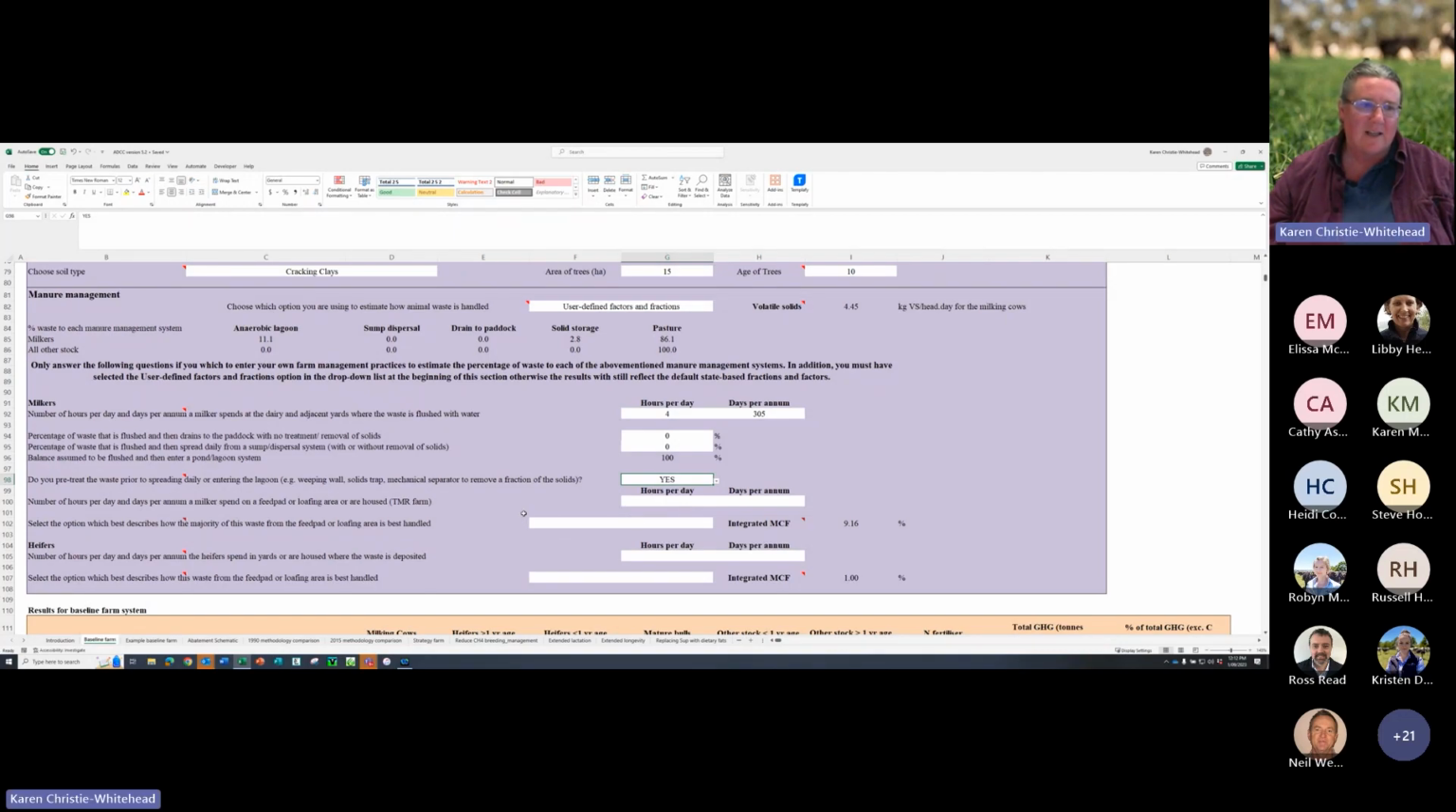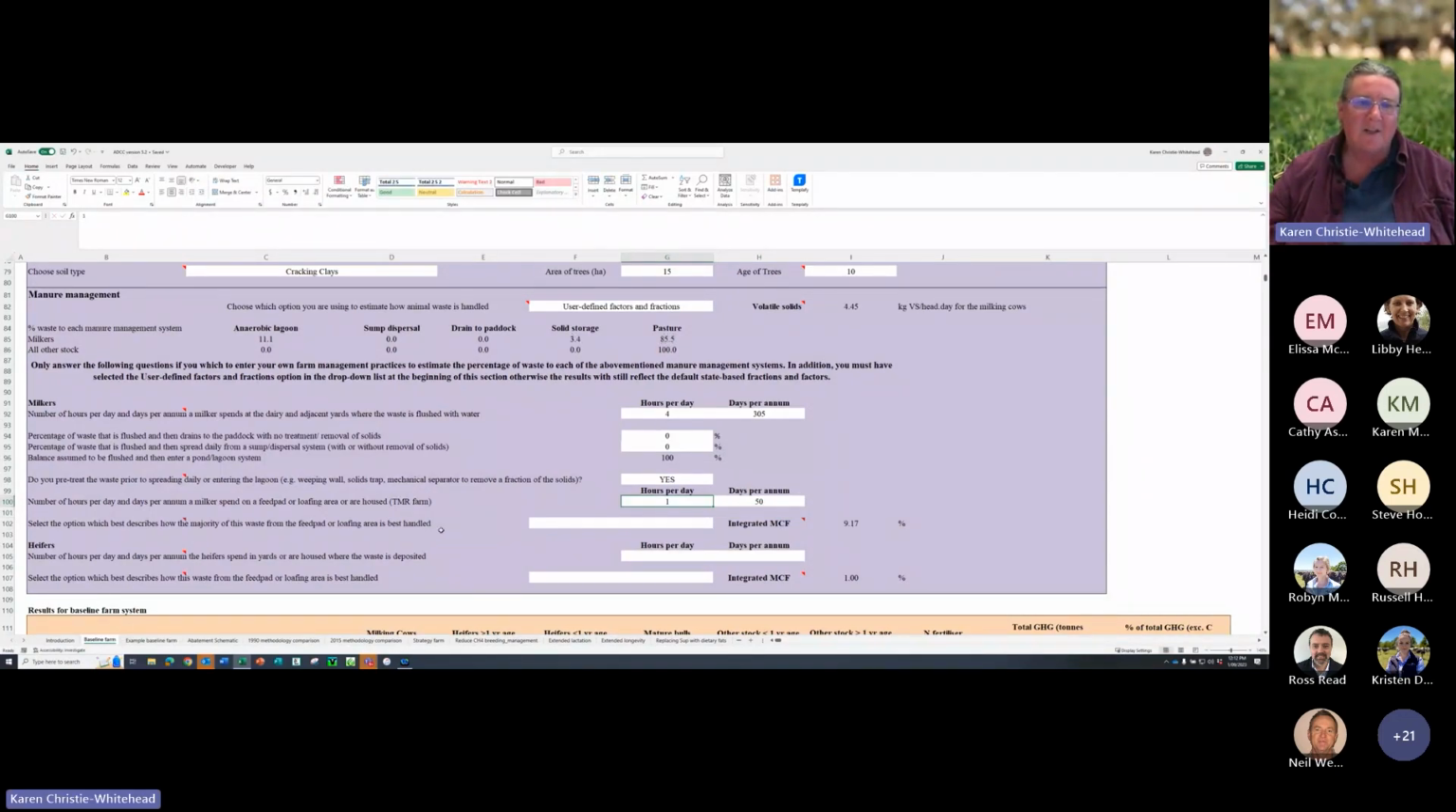The next question is around hours per day and days per annum that the milker is spending on a feed pad or housed, in the case of TMR type farms. And we'll just say for this particular farm, yes. We'll say they're on a feed pad for an hour a day, but that's for, I don't know, 50 days per annum.